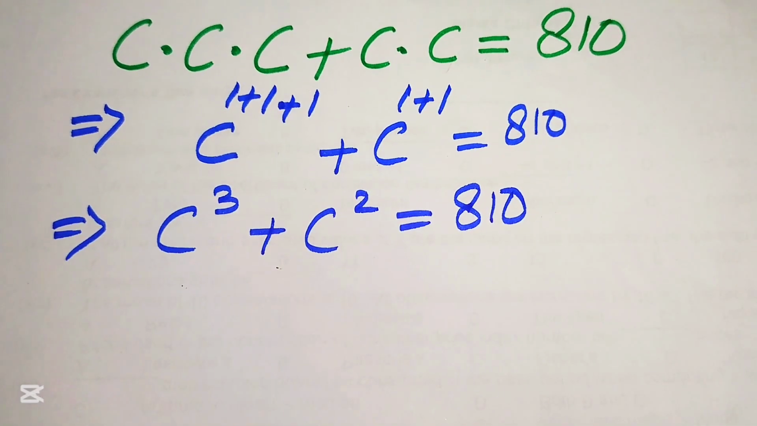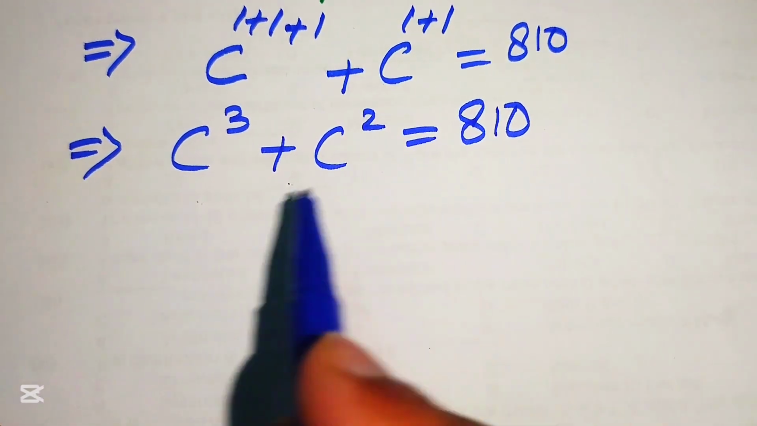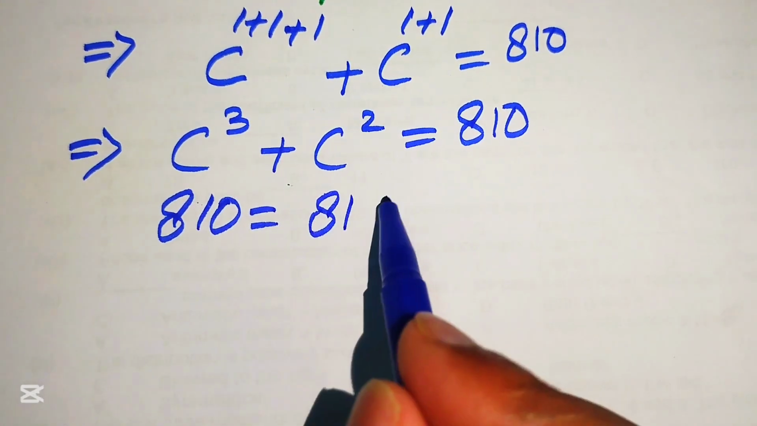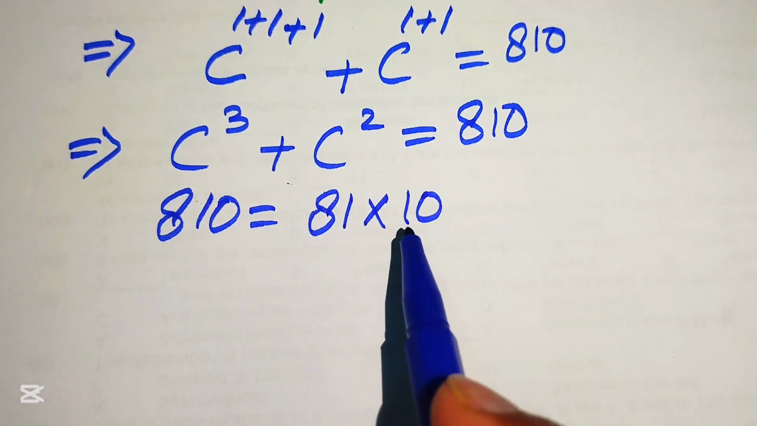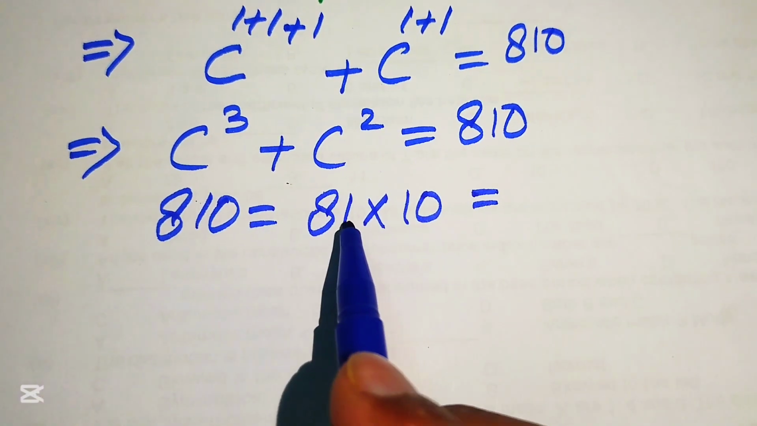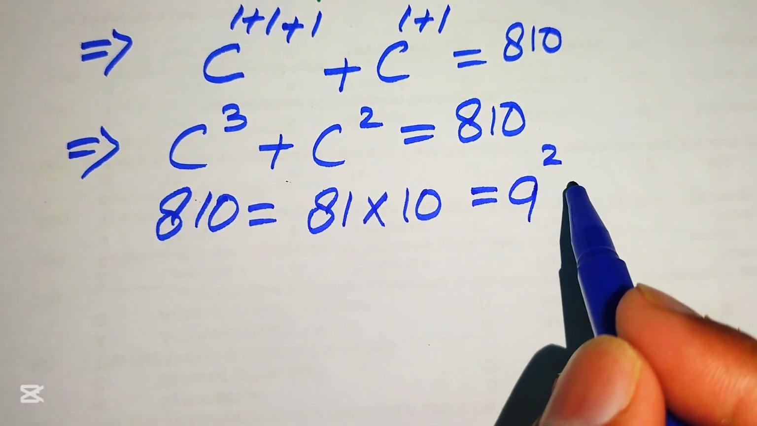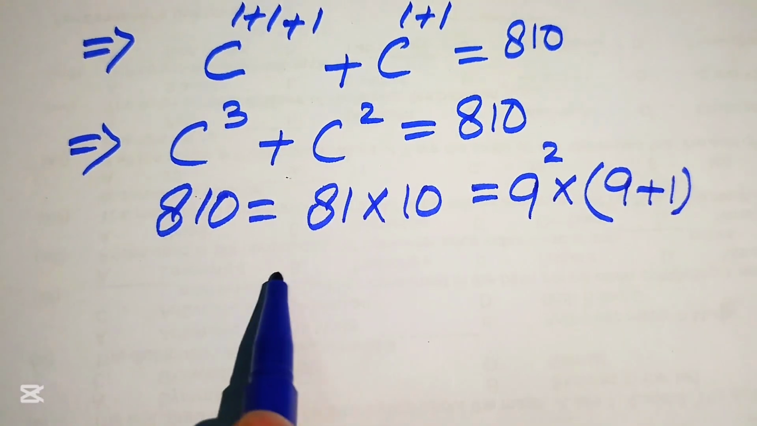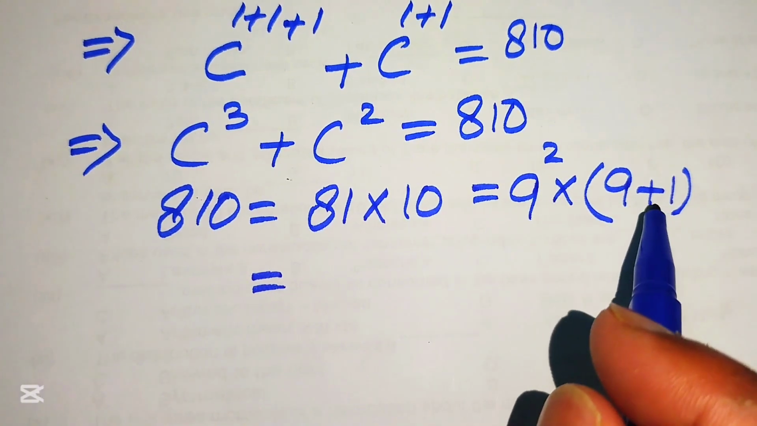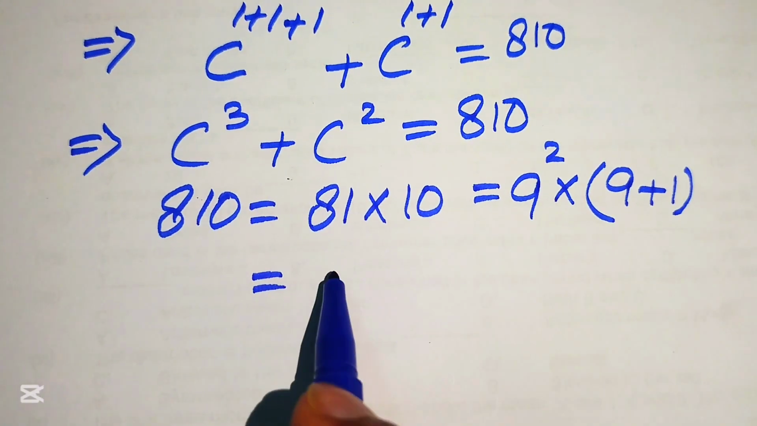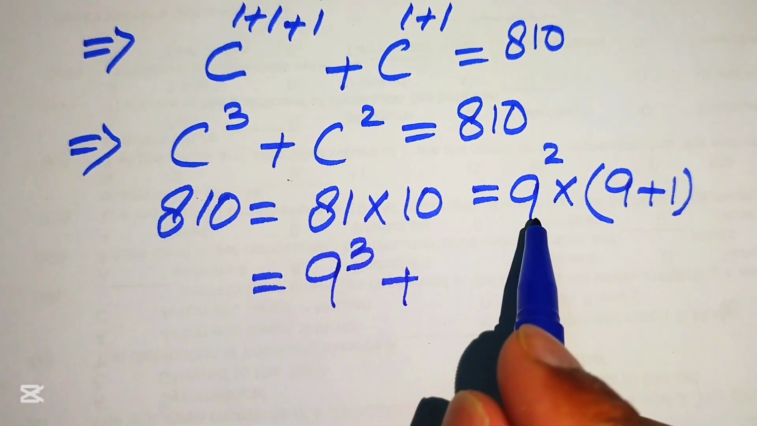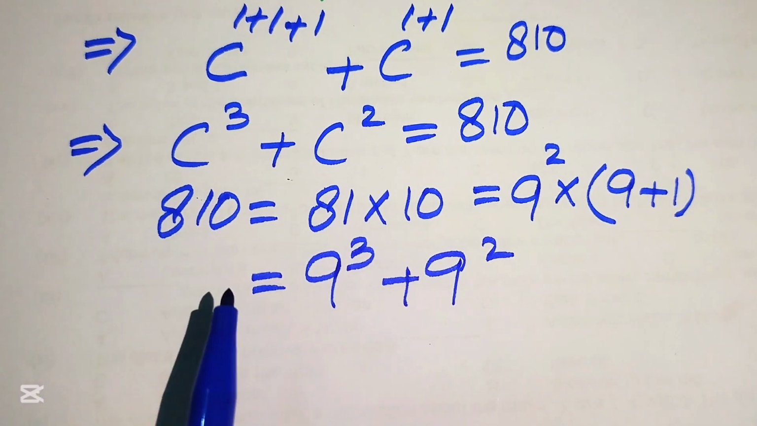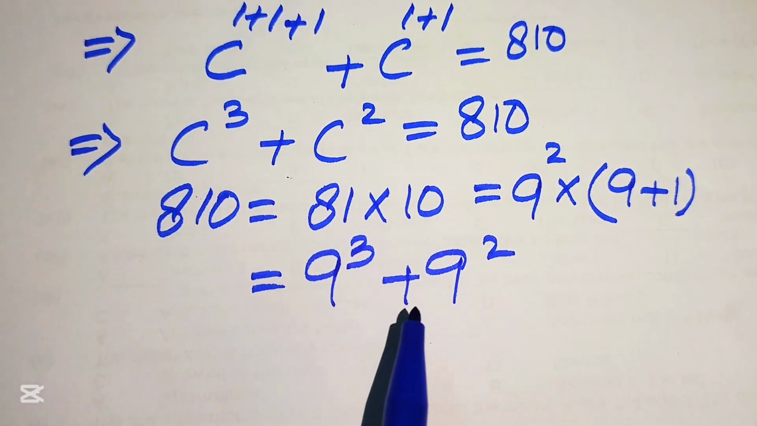Now in the next step we need to focus on the right-hand side, where we have 810. We write this 810 as 81 multiplied by 10, and further we break these values. We write 81 as 9 squared, multiplied by 10, which we write as 9 plus 1. Here we multiply this 9 squared on both of these values. So 9 squared multiplied by 9 equals 9 cubed, and 9 squared multiplied by 1 equals 9 squared. It means that our 810 equals 9 cubed plus 9 squared.